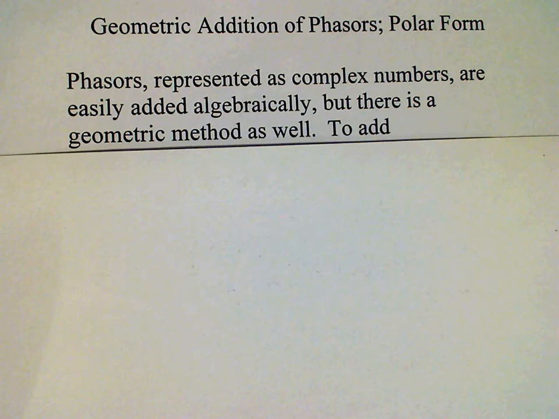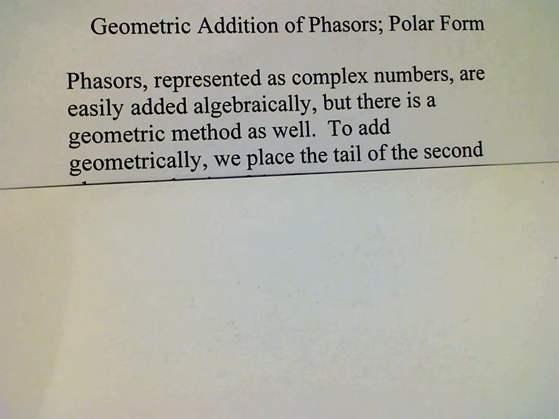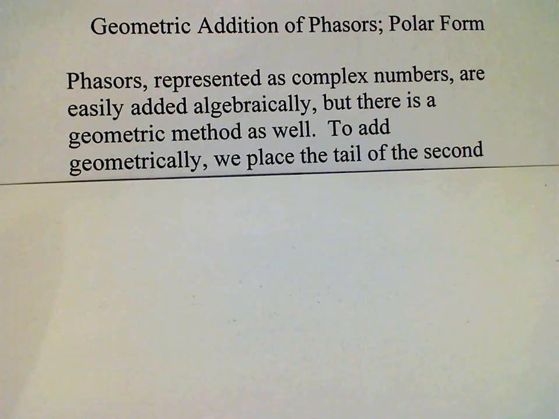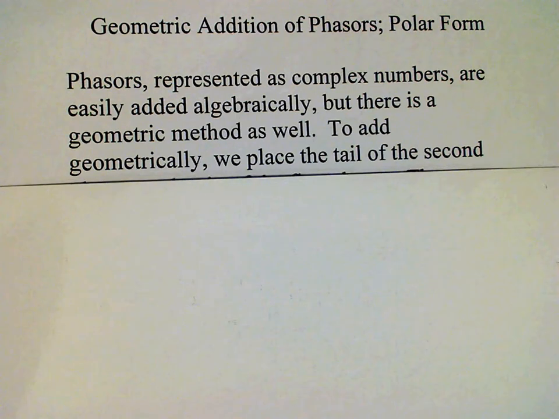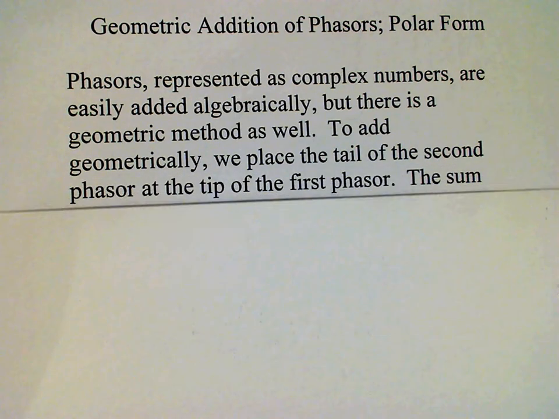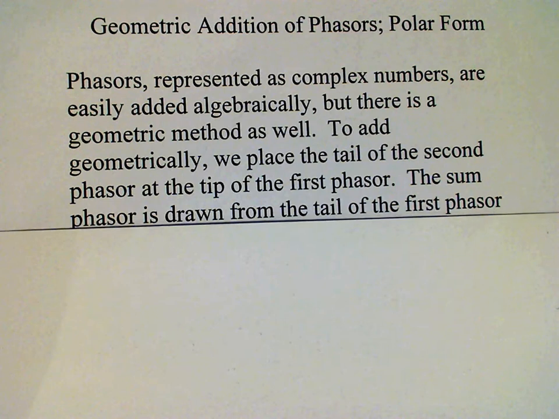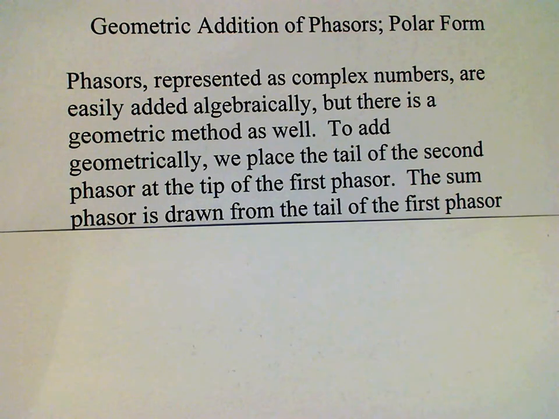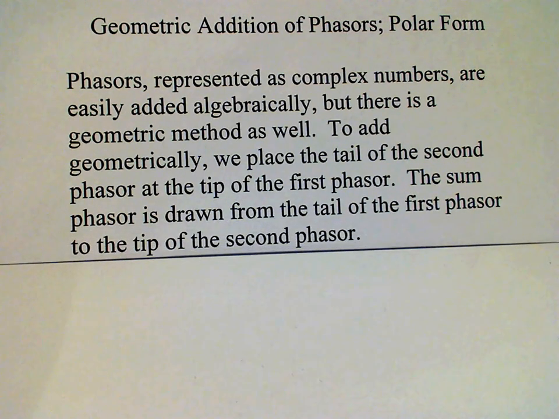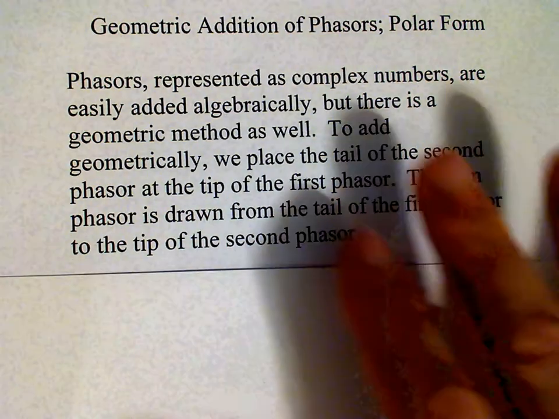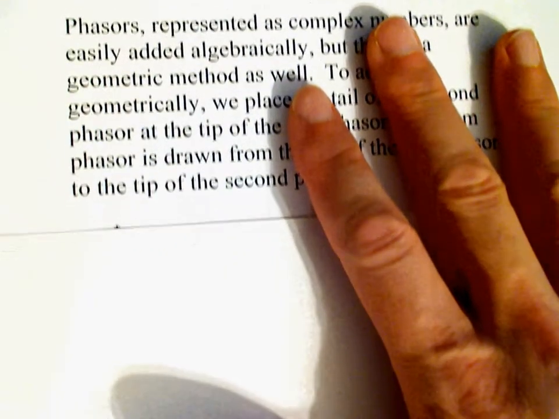But there's also a geometric method, and to add phasors geometrically, we place the tail of the second phasor at the tip of the first phasor, and then the sum phasor is drawn from the tail of the first phasor to the tip of the second phasor. So probably a diagram will make this a little clearer.